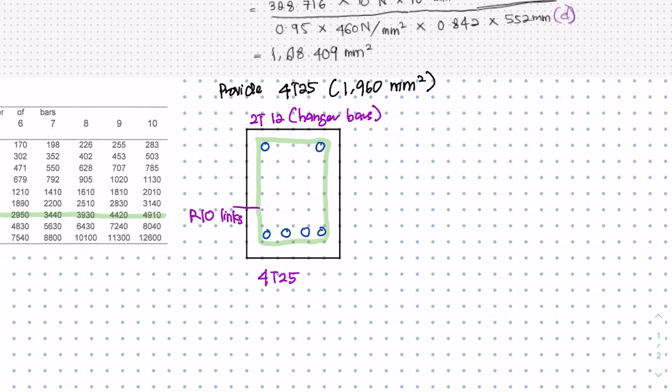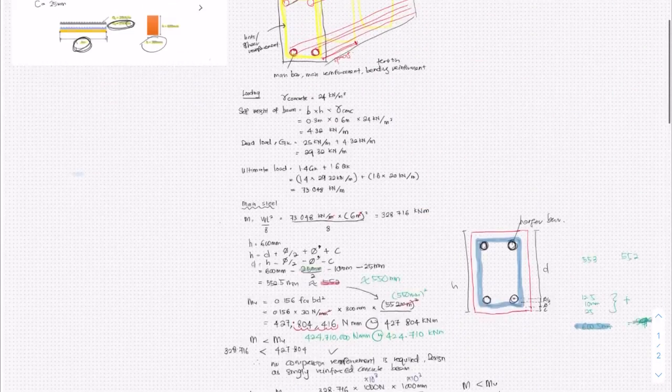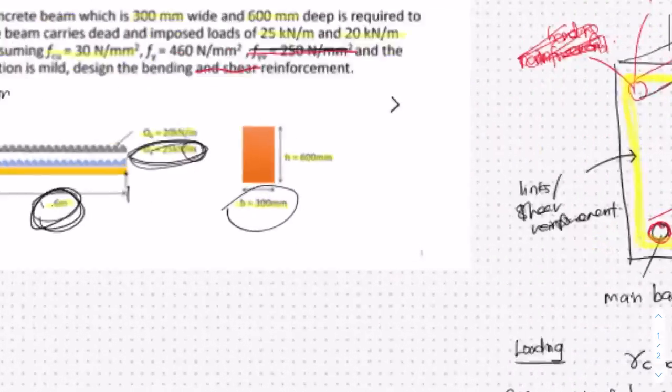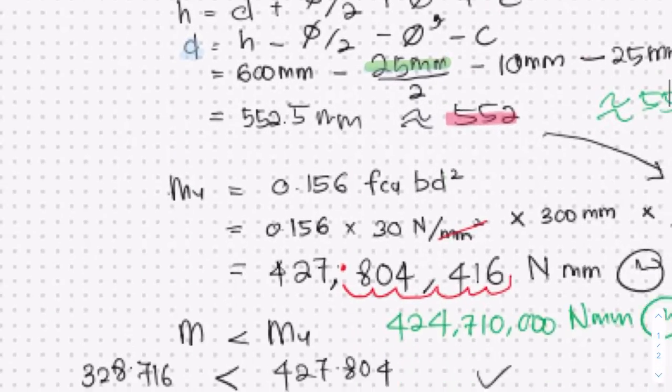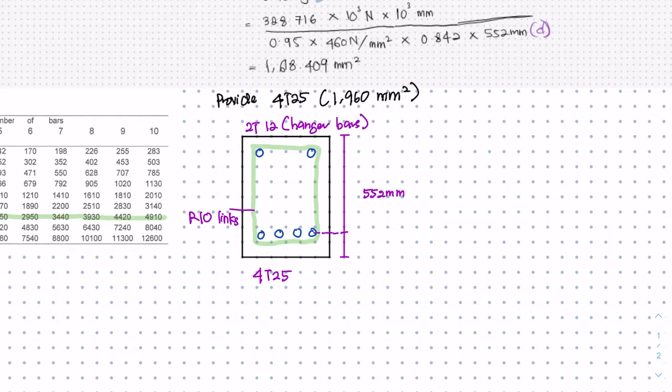They already gave fyv equals 250, so we know it is mild steel. And 10 mm because we assumed it above. So when we assume 10 mm, we have to stick with whatever we assumed. The d, which is the effective depth to the centroid of the main reinforcement, is 552, and the total height of the beam is 600 mm, given in the question because this is example 1. They already told us 600 mm. Then we can just use the 600 mm as the total height.